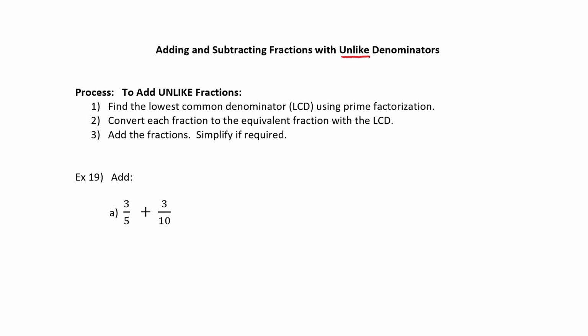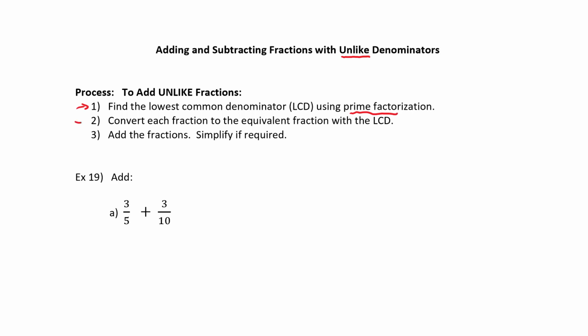If you recall, last lecture we reviewed prime factorization, a way to find the lowest common multiple. So today we're going to combine all the techniques we learned in our last lecture and apply them to unlike denominators. Let's go through the process for how we do that. Step number 1, find the lowest common denominator using prime factorization. We learned about that in our last lecture.